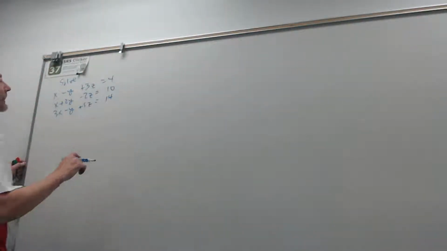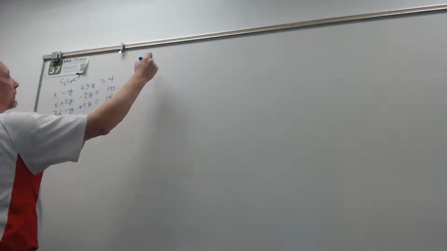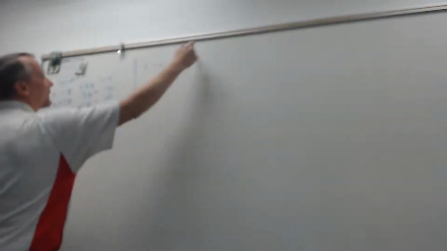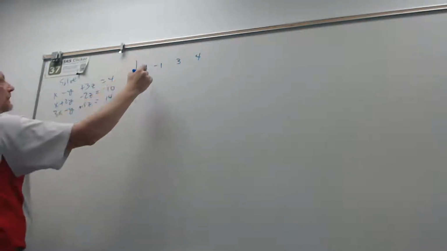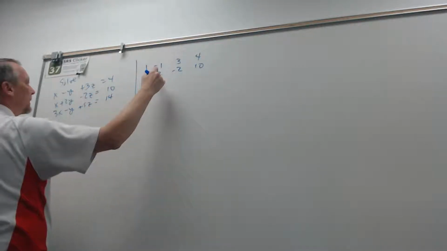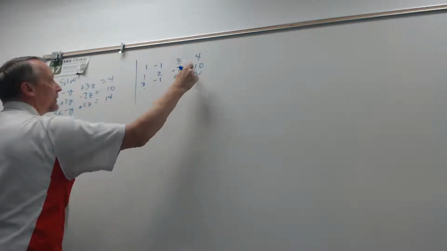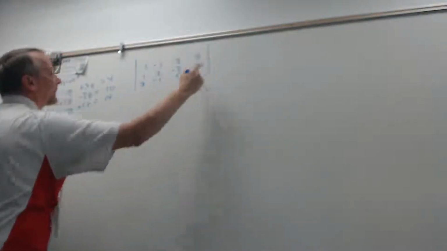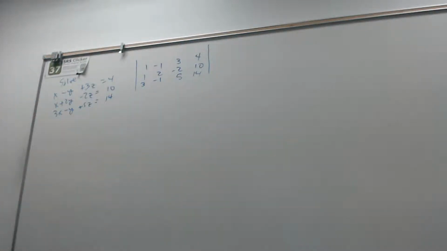Okay. So 1, -1, 3, and 4. And then 1, 2, -2, and 10. And then 3, -1, 5. And then 14. Okay. All right, so we're going to solve this simultaneously with both the equations and with the augmented matrix.